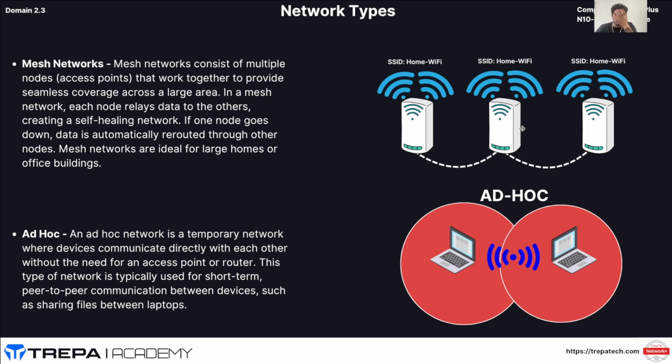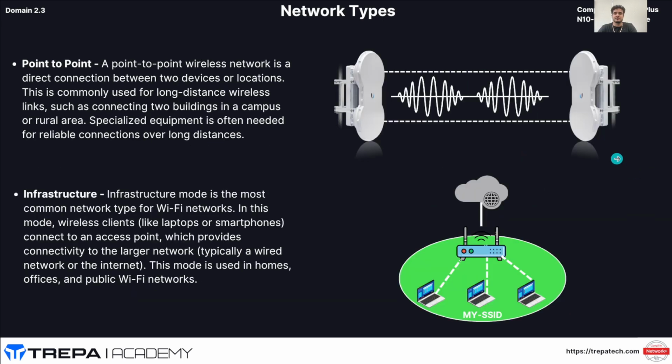Then we have ad hoc. So an ad hoc network is a temporary network where devices communicate directly to each other. So this could be two laptops running Windows that put up a wireless signal, and that's how they connect to each other. Almost like they're connecting with Cat5 or Ethernet, but instead it's wireless. So it's peer-to-peer communication. That's an ad hoc network.